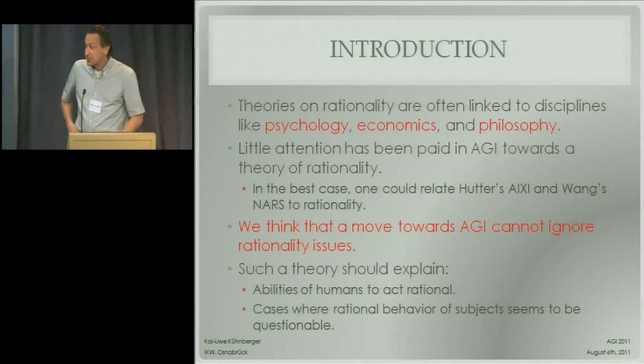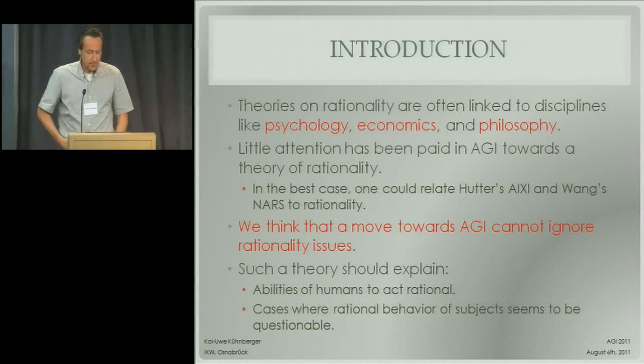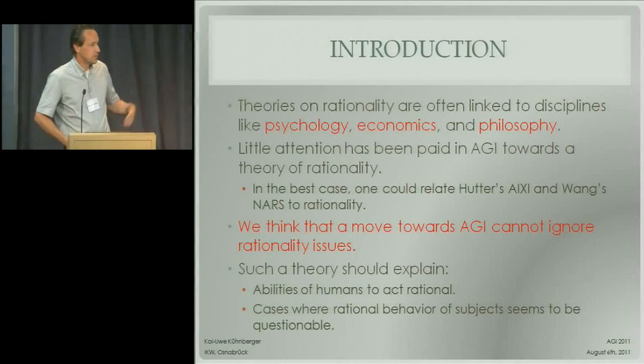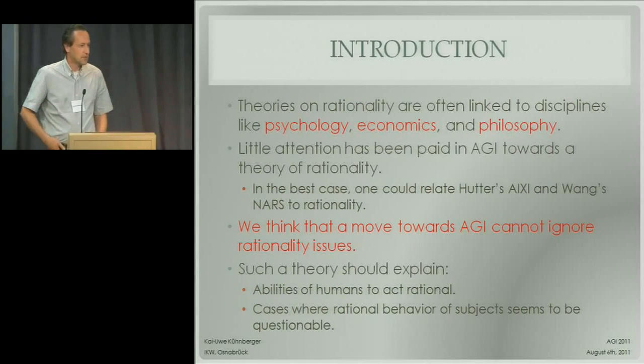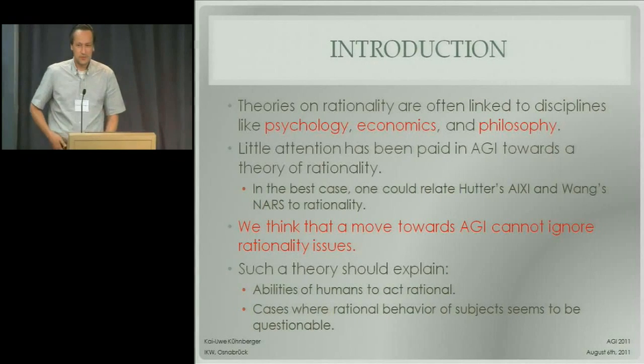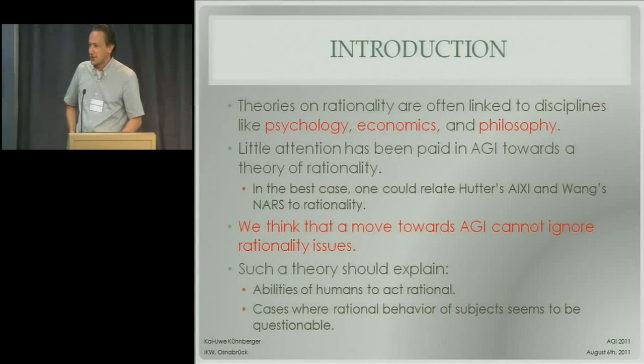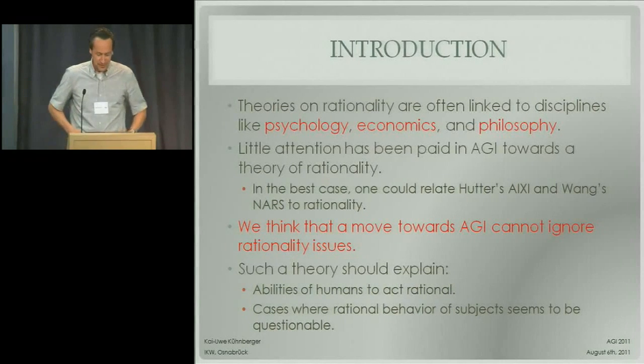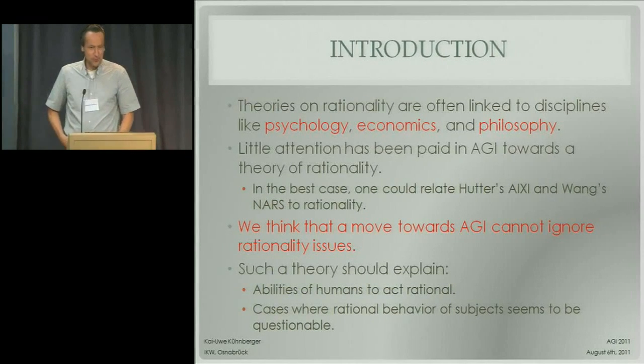Now, first of all, theories of rationality are often linked to disciplines like economics, philosophy, and psychology. In economics, you get Nobel Prizes if you are really good in this field. In psychology, you potentially become a director of a Max Planck Institute. So you can get a lot of honors if you do this.